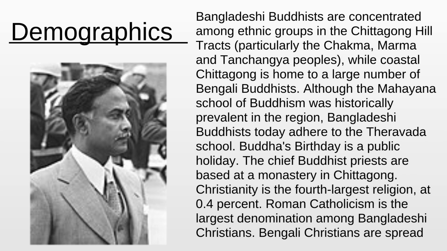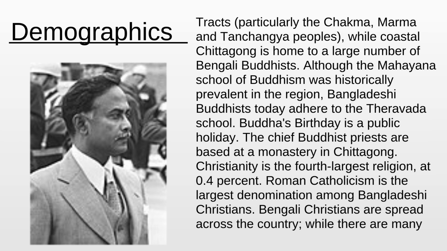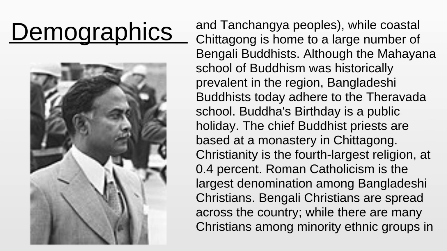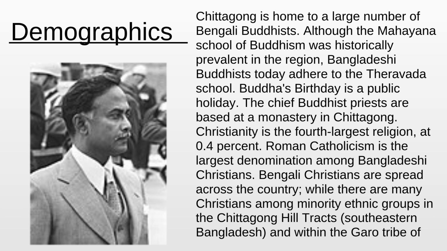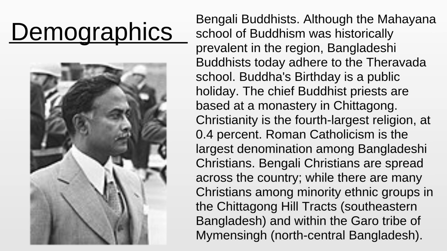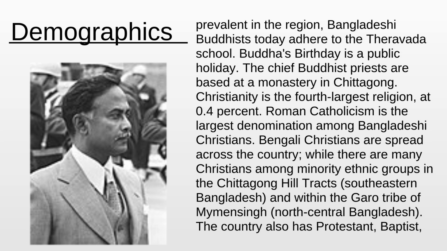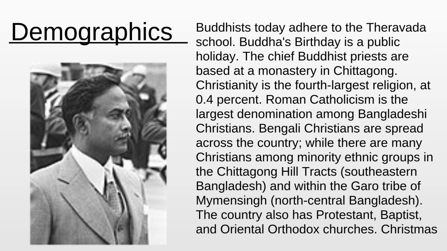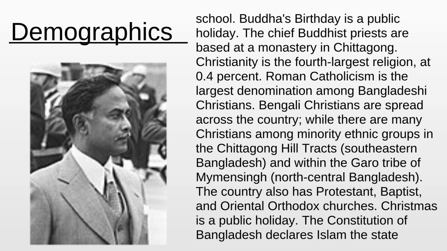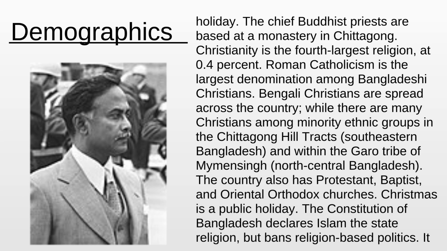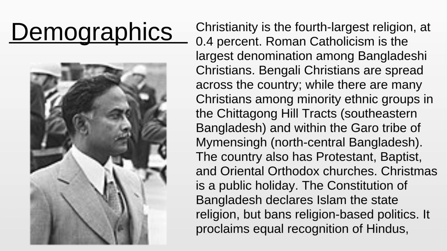Buddhism is the third largest religion, at 0.6%. Bangladeshi Buddhists are concentrated among ethnic groups in the Chittagong Hill Tracts, particularly the Chakma, Marma and Tanshangya peoples, while coastal Chittagong is home to a large number of Bengali Buddhists. Although the Mahayana school of Buddhism was historically prevalent in the region, Bangladeshi Buddhists today adhere to the Theravada school. Buddha's birthday is a public holiday. The chief Buddhist priests are based at a monastery in Chittagong.